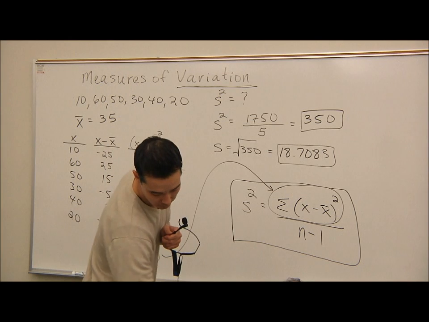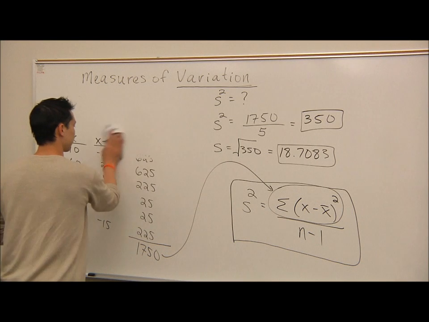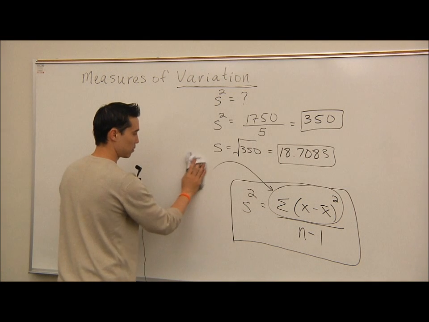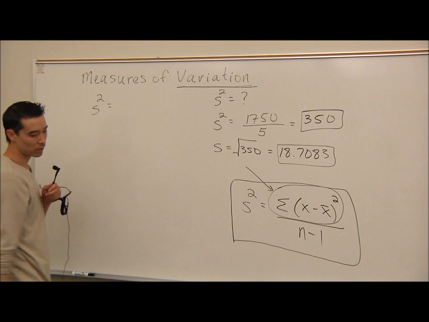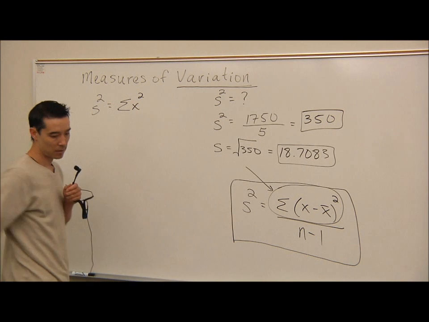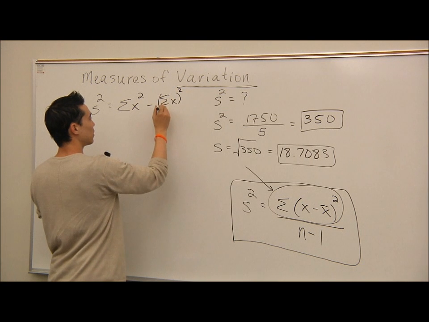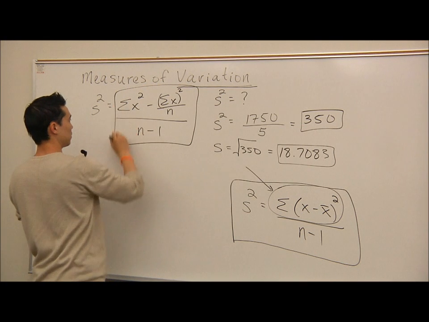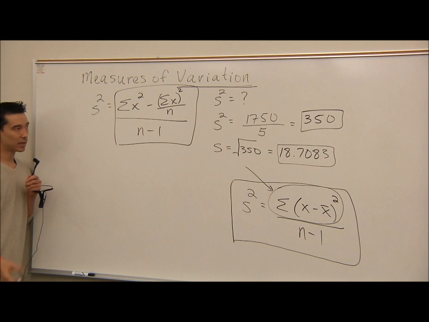So your other formula for finding s squared is this. This is formula number 1. Here's your other formula, called the shortcut formula: summation of the x squareds minus summation of the x, quantity squared, over n, all over n minus 1. Now, it might look worse for a second, but it's actually easier.